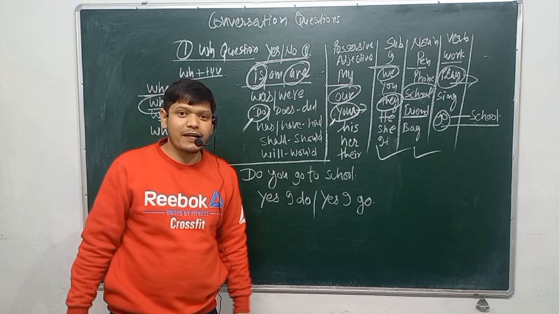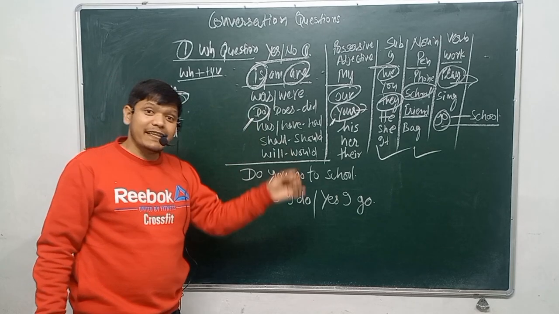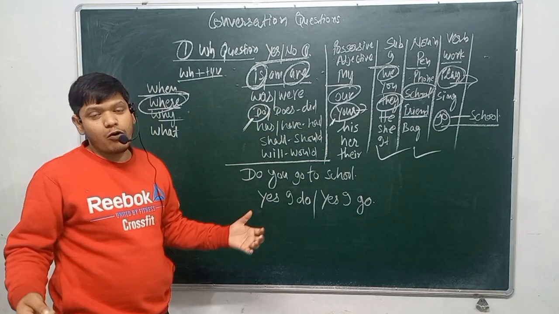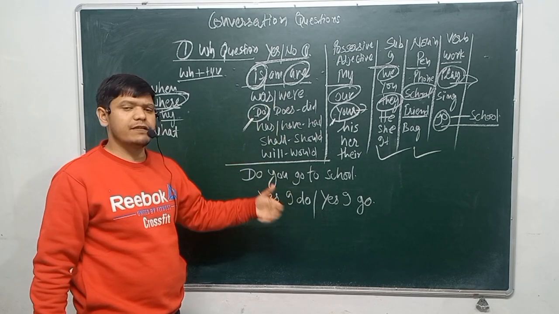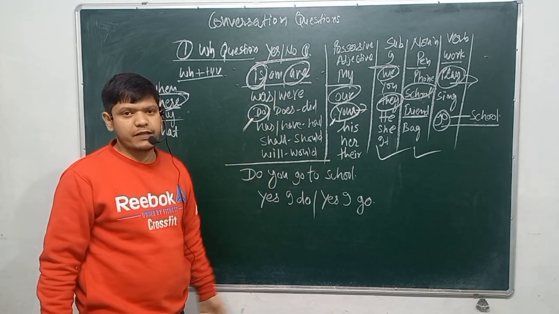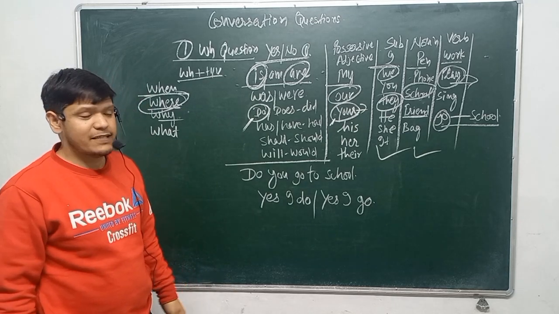When is your birthday? When do you go to school? When does she get up? When will they come? When will Rahul play? Find different helping verbs and then different subjects, different main verbs can be used for making WH questions with reasons. The answers will always be reasons.